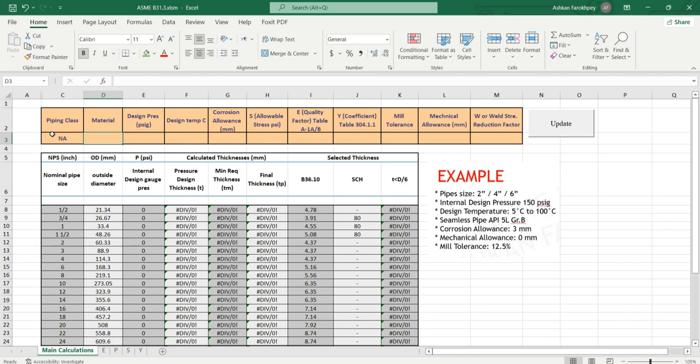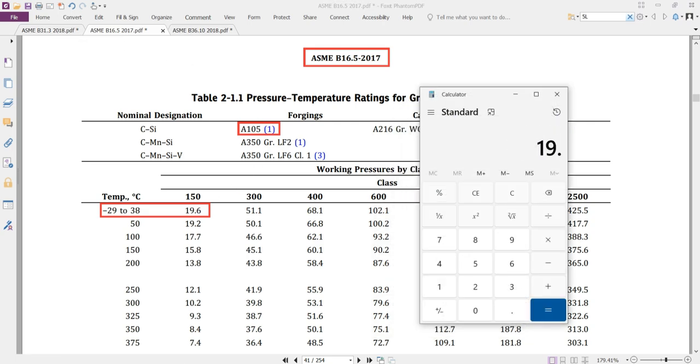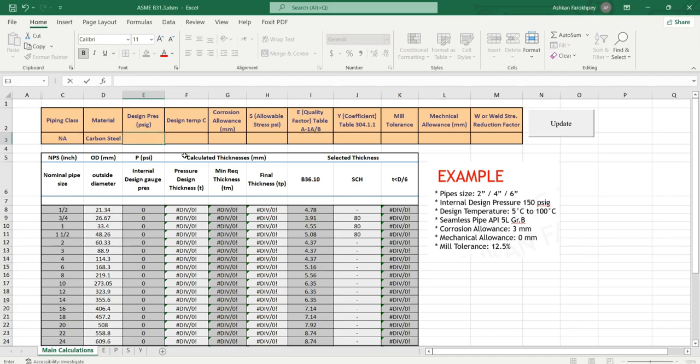Okay, the piping class is not specified, the material is carbon steel, the process design pressure is 150 psi gauge, but as I told you, it is better to use the maximum working pressure of our flange and that rating, which is 19.6 bar gauge based on ASME B31.3. By converting it to psi gauge, the final quantity would be 284.2 psi gauge.